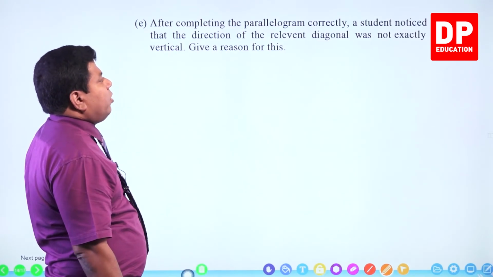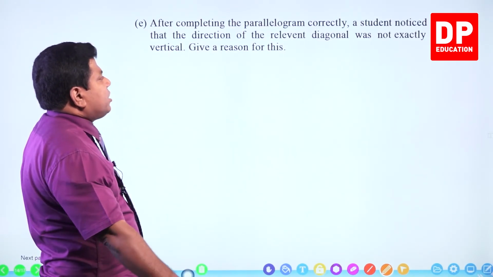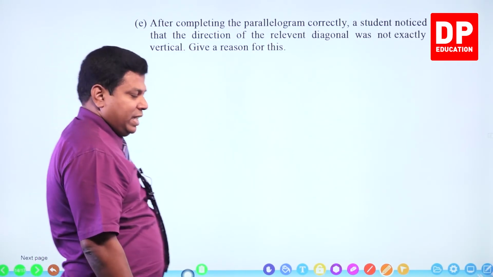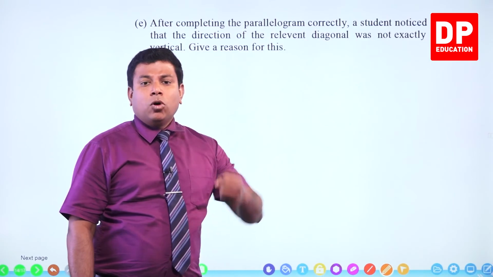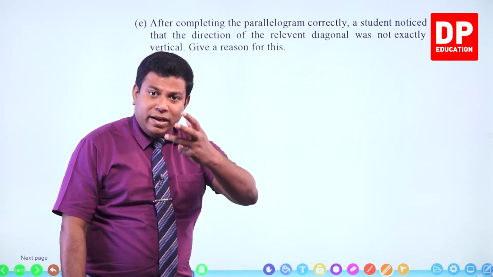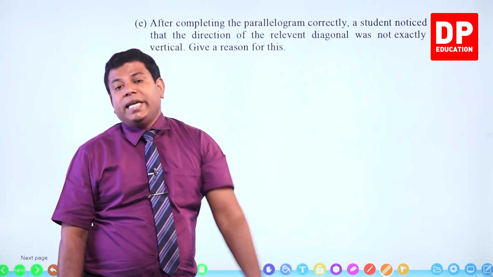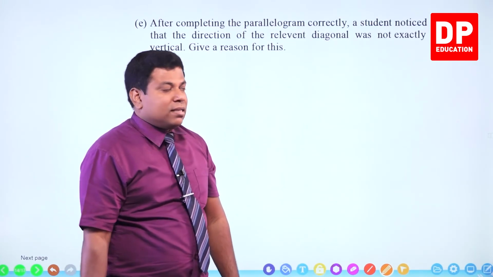After completing the parallelogram correctly, a student noticed that the direction of the relevant diagonal was not exactly vertical. Give a reason for this. So, it has to be some error in the experiment. Most common error is the pulleys might not be completely frictionless. They might have had some friction, right?